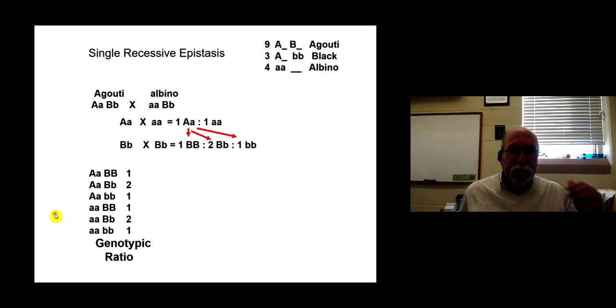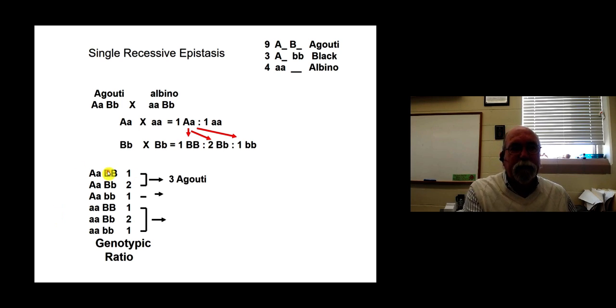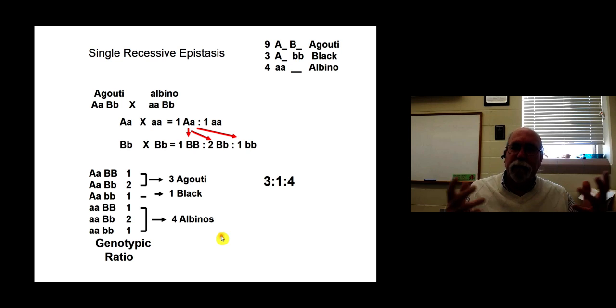So we just sit there and put all that together. We take our genotypic ratio and we say, okay, how's that going to look as a phenotypic ratio? Well, we've got 3 agoutis, right? Because these are all agoutis. We've just got 1 black because that's the only black genotype we could get. And then all these guys down here get piled together and we see them as albinos. So what we end up with is a 3 to 1 to 4, or 1 to 3 to 4, or 4 3 1, whatever order you want to put it in.